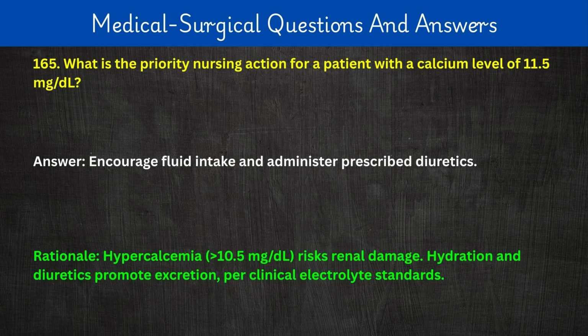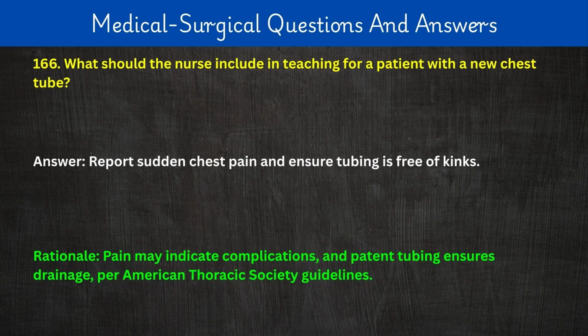165. What is the priority nursing action for a patient with a calcium level of 11.5 milligrams per deciliter? Answer: encourage fluid intake and administer prescribed diuretics. Rationale: hypercalcemia greater than 10.5 milligrams per deciliter risks renal damage. Hydration and diuretics promote excretion, per clinical electrolyte standards.